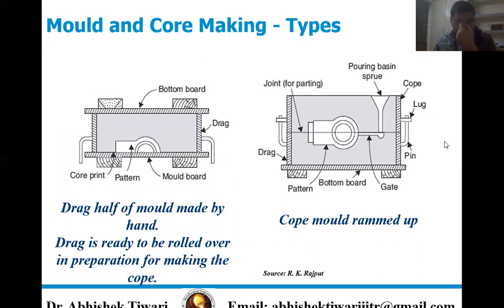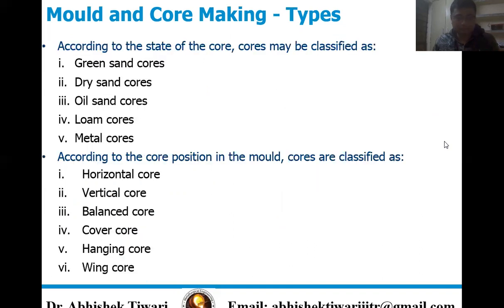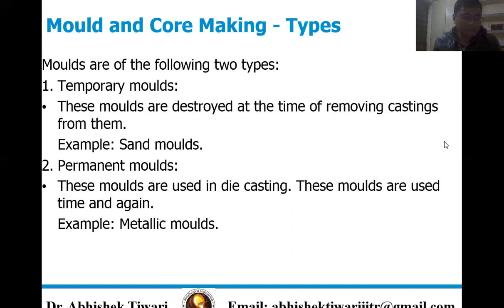Sand molds are often classified as green sand, dry sand, or skin dried molds. Green sand molds are made of a mixture of sand, clay, and water, the word green referring to a mold containing moisture at the time of pouring.